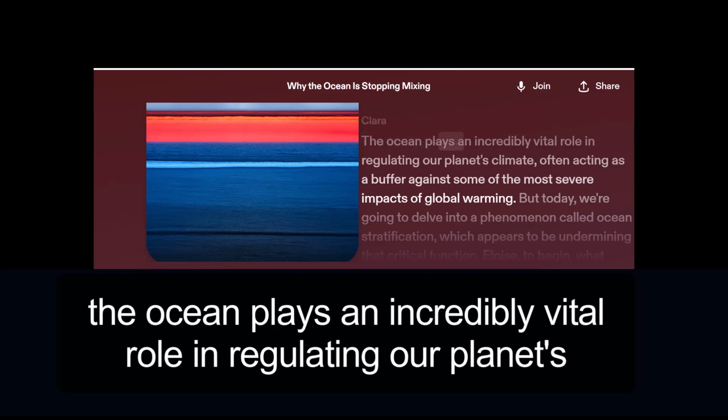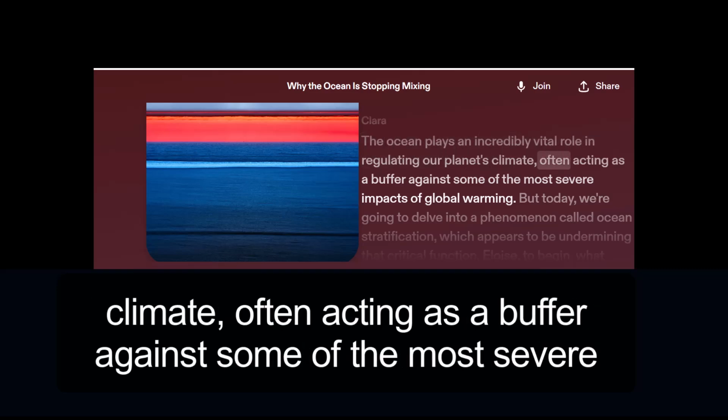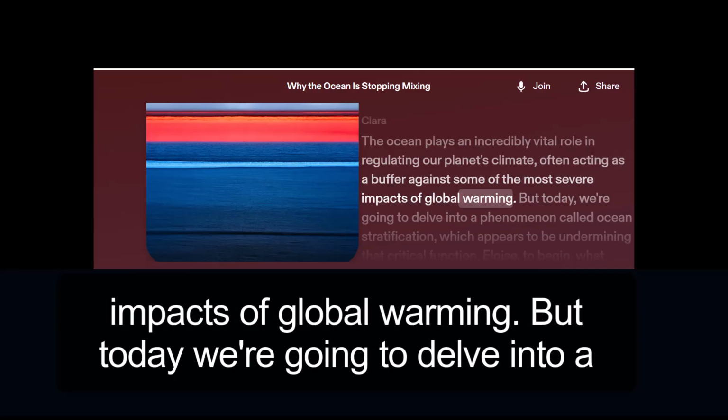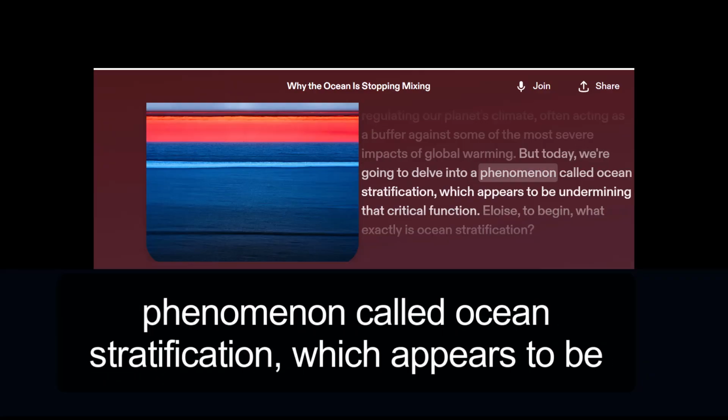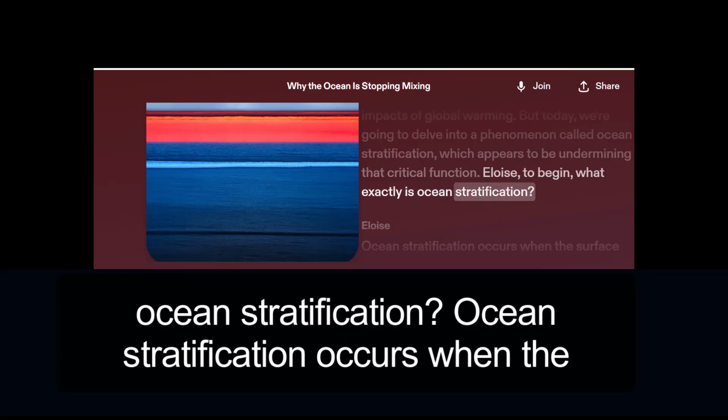The ocean plays an incredibly vital role in regulating our planet's climate, often acting as a buffer against some of the most severe impacts of global warming. But today, we're going to delve into a phenomenon called ocean stratification, which appears to be undermining that critical function. Eloise, to begin, what exactly is ocean stratification?